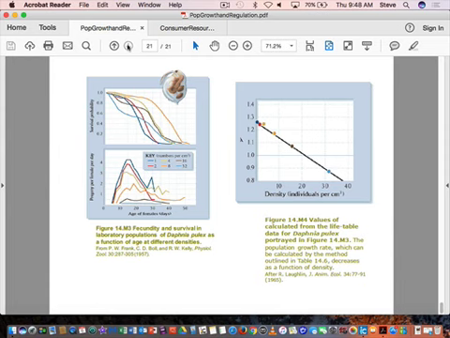Okay, so you can actually take all this data and do a life table, and I won't ask you to do that, but they actually did it with the lambda value rather than the small r, okay, and here's what they found.